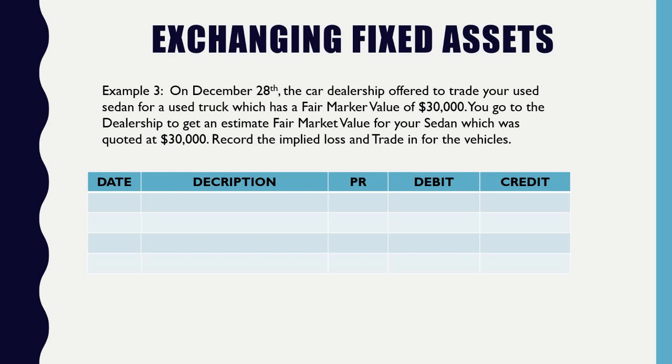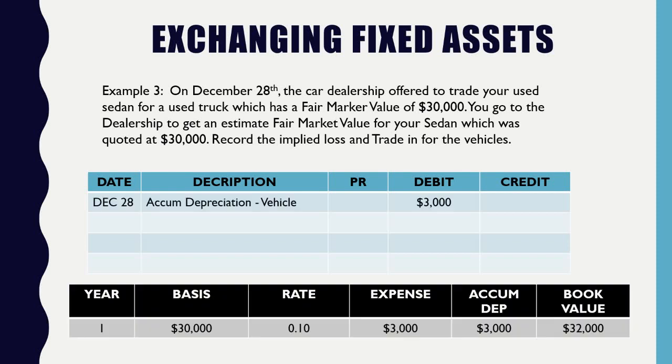So they said, even though on your books your car's worth $32,000, after wear and tear, you drove it off the parking lot, so in our books, this car's worth $30,000. That's the fair market value. That's what the appraisal said. So let's go ahead and record the implied loss, and then trade in the car for the truck. This is where we have to do the implied loss.